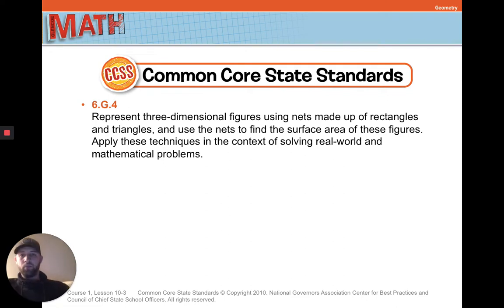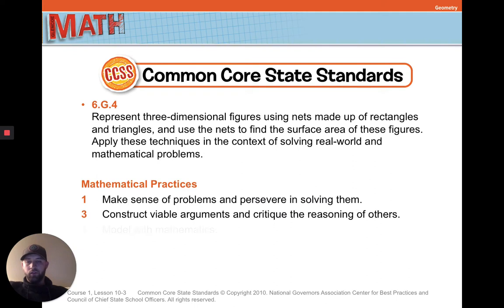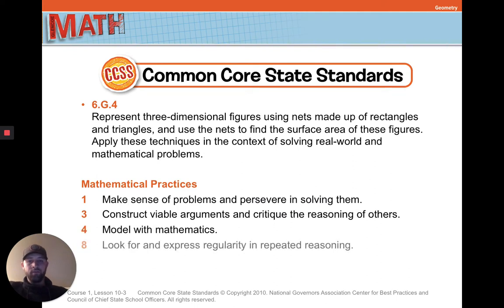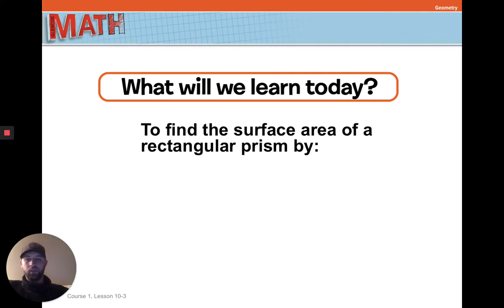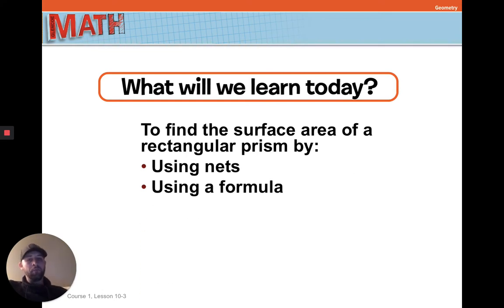Here's your Common Core State Standard. We're going to be representing three-dimensional figures using nets made up of rectangles. And we're also going to be using a formula to help you out with this too. Here are some math practices we'll take care of. And we'll get going. What are we going to learn? Just like I said, finding the surface areas of rectangular prisms by using nets. I'm going to explain what nets are in just a second. And a formula that we will give you. Okay.